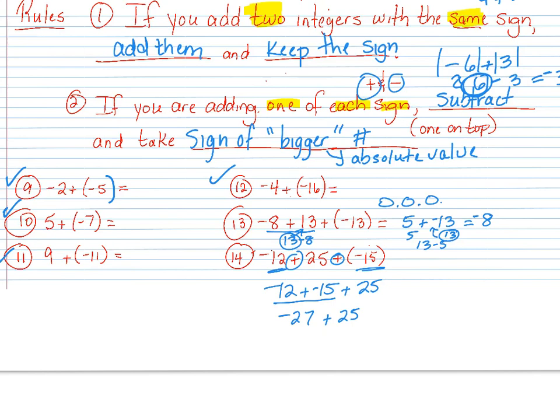Now it's one of each. Okay, drop the signs off. It's really 27 minus 25, which is 2. But then I got to keep the sign of the number I put first, which is negative.